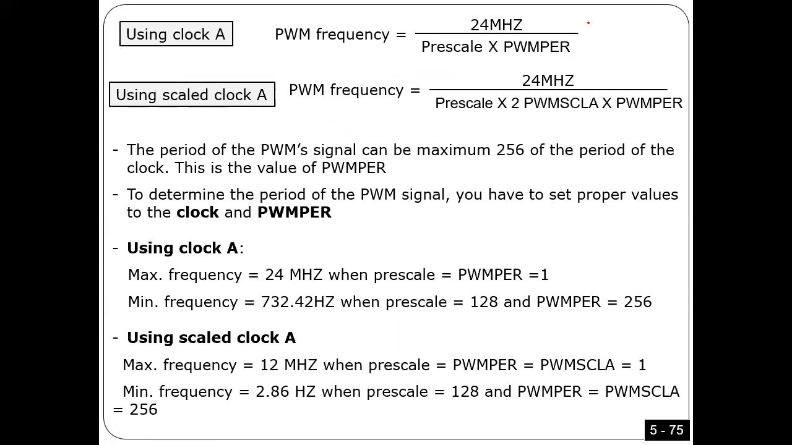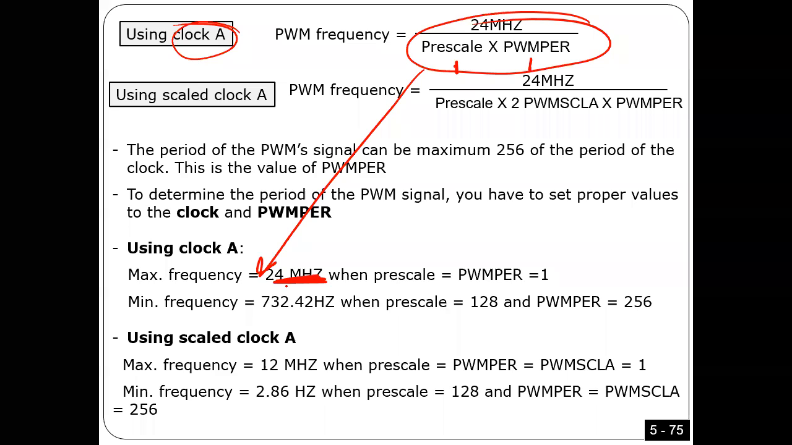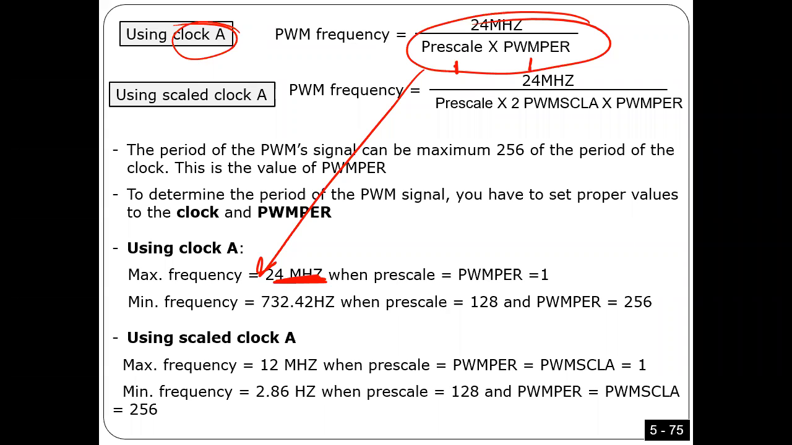So let's look here. Look here, guys. How can I get the maximum frequency? Sorry, for the maximum frequency, it has to be the minimum value here and the minimum value here. The minimum value here is 1. Minimum value here is 1. That means the maximum frequency, if I select clock A, that I can generate from the pulse width modulation is 24 megahertz.